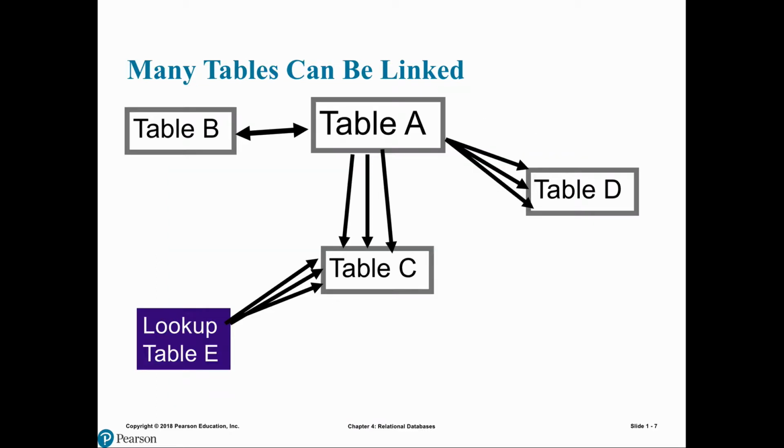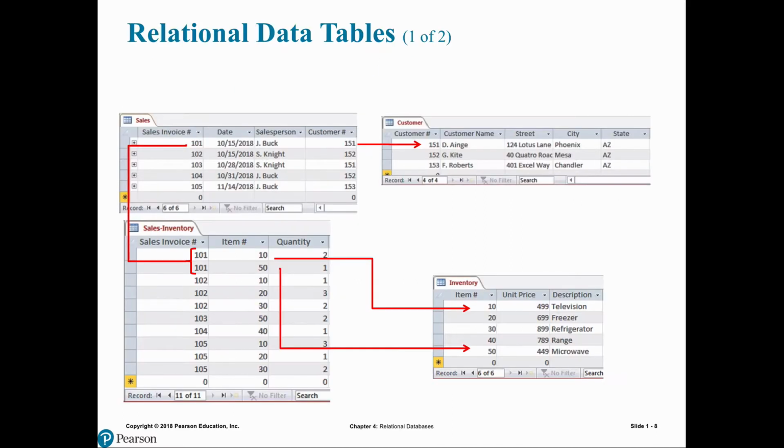And then there is another way of relationship where many tables can be linked. So table A is connected to B, C, D, and then we might use a query to look up a new table. So from here we can tell that there are different ways of linking the tables together through relationships. And here is a relational database as I explained earlier.